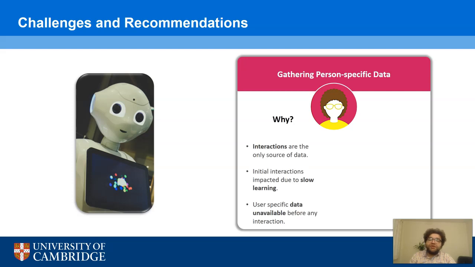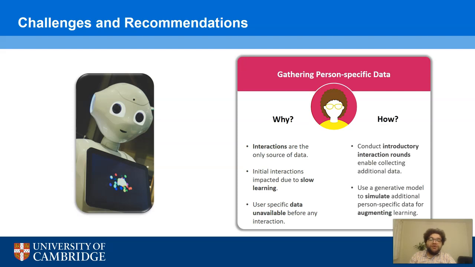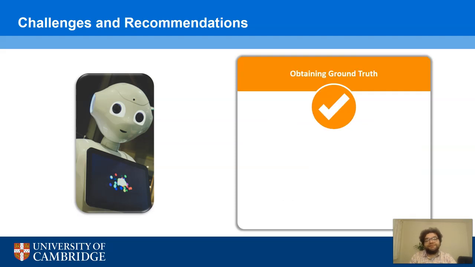As interactions are the only source of data, the robot might perform poorly during initial interactions, harming the user's experience. To address this, one solution could be to hold introductory rounds of interactions whenever the robot encounters a new task or a user. This will enable the robot to collect more data and update its learning before even starting a task. Yet, this data might also be limited and insufficient. Thus, generative models can also be applied to simulate additional data to augment learning.